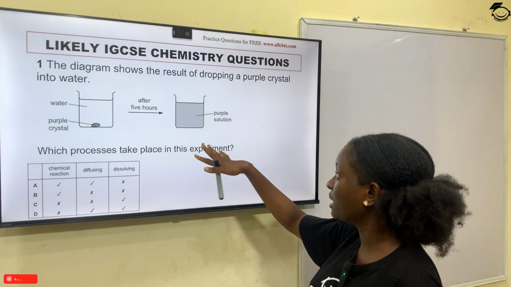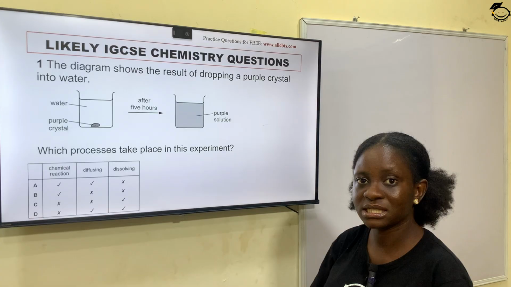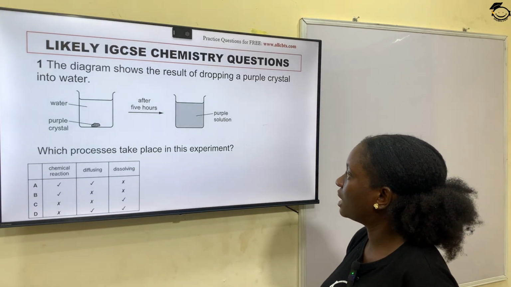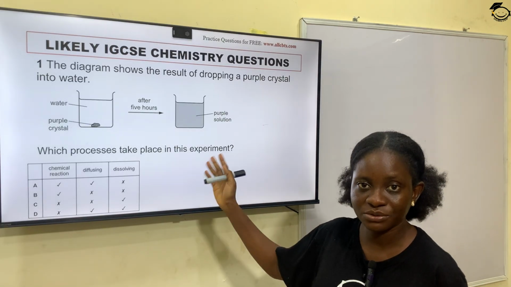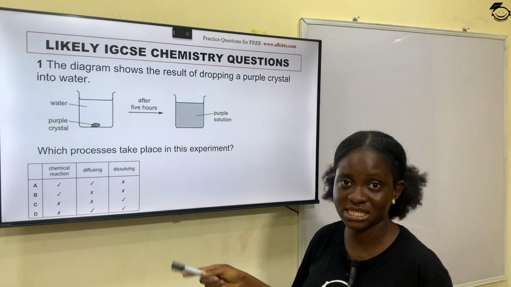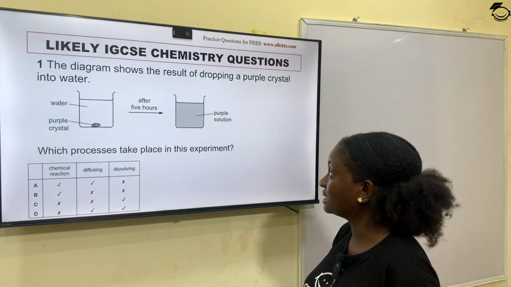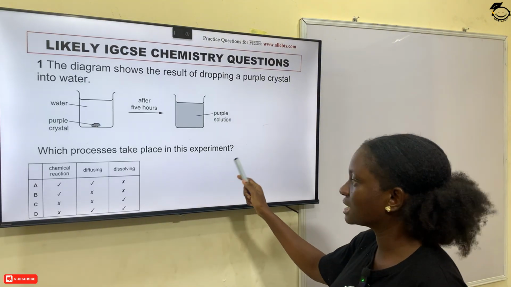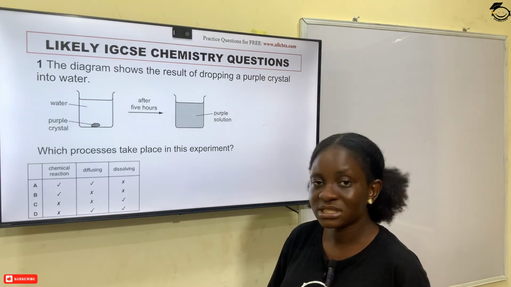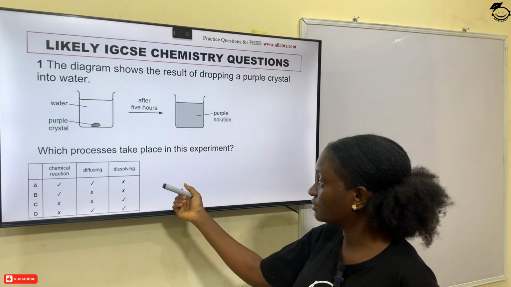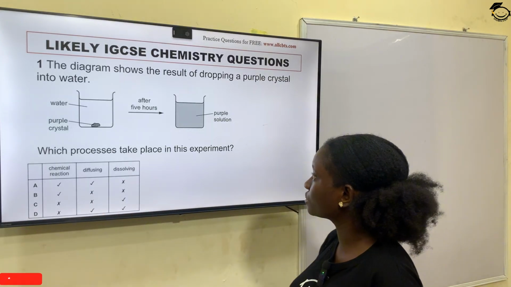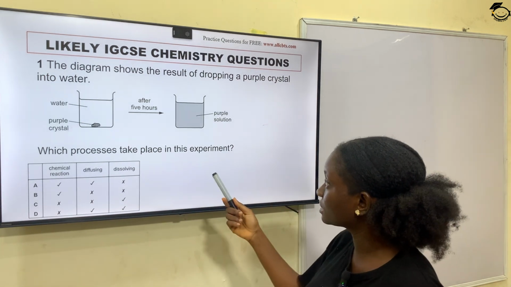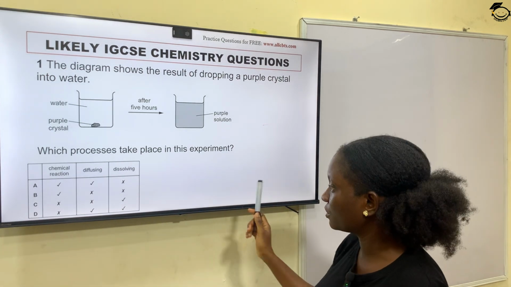It changes the color. That means it diffuses. There's a diffusion process that took place there, and there's no chemical reaction. There is a physical change, so it can be reversible. So which process took place in this experiment? The first thing I said, it dissolved, that's dissolving took place. Then after that, diffusion. It diffuses and there is no chemical reaction.